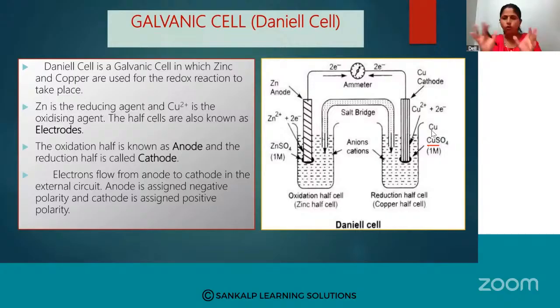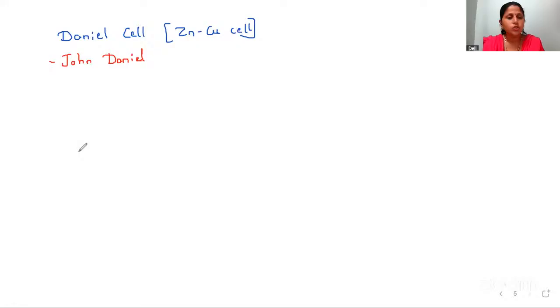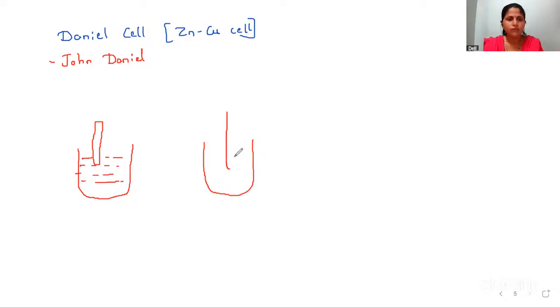Just think this much. You have zinc sulfate solution with a zinc rod, and copper sulfate solution with a copper rod immersed in it. So what happens here? I will show it in this format. I have one beaker and I have another beaker. In this one, the zinc rod is immersed in zinc sulfate solution, and here the copper rod is immersed in copper sulfate solution.